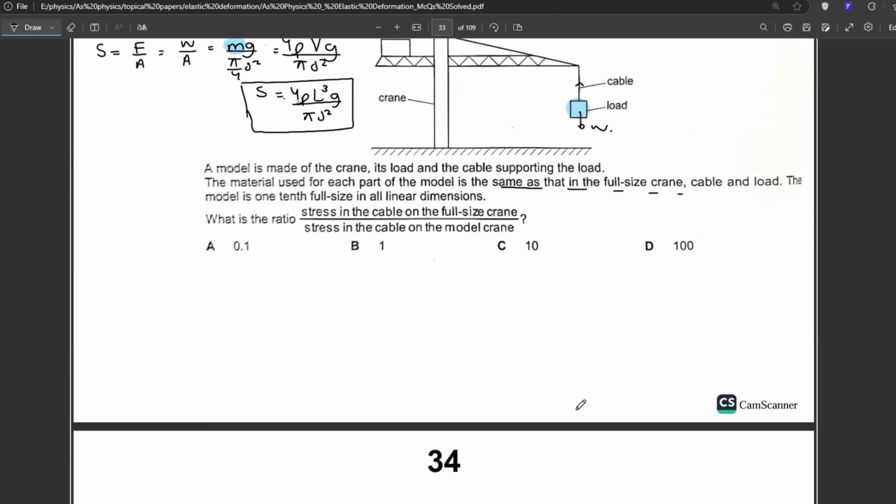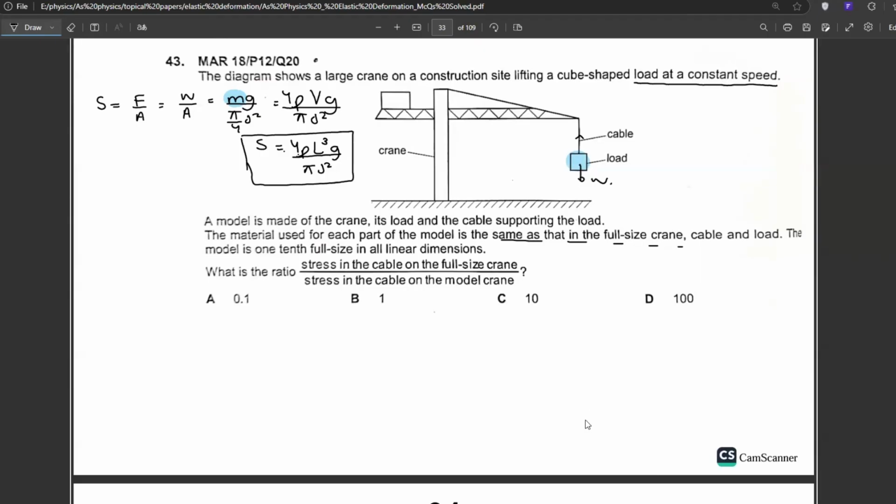Now, in the full size case, let's write down the heading. In the full size case, you will have length L, diameter D. Perfect. Your stress will be equal to what? 4 rho L cube g over pi D square. Perfect. In the model, what will happen? You will have 1/10 L and 1/10 D. Perfect. Stress in the model will become what?